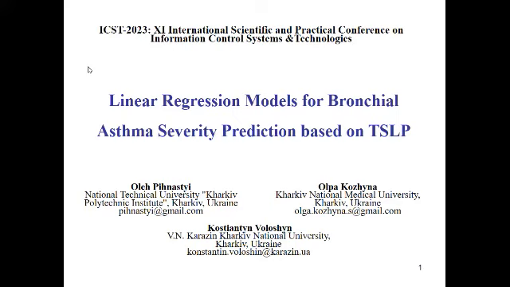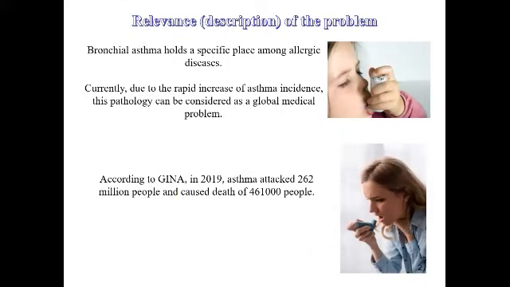This report discusses the error distribution law based on the analysis of a 10-factor regression model for predicting asthma severity in children. Bronchial asthma holds a specific place among allergic diseases. Currently, due to the rapid increase of asthma incidence, this pathology can be considered a global medical problem. Development of approaches in the disease treatment, as well as the creation of new medications, did not allow consolidating control over bronchial asthma. For this reason, the search for inflammation biomarkers is the most pressing challenge.